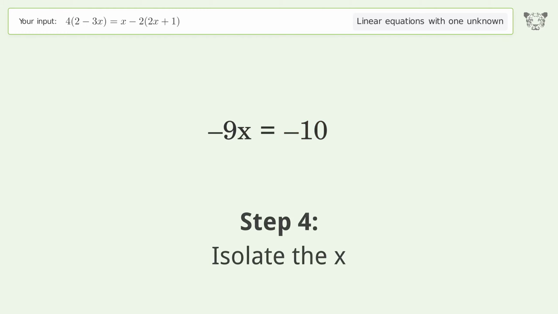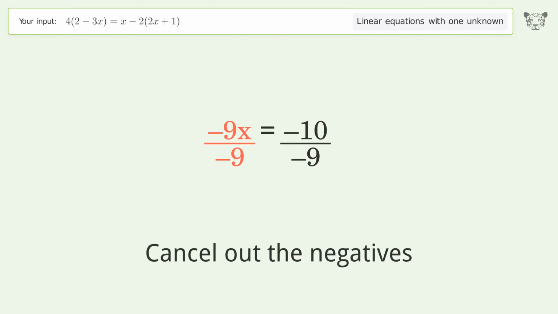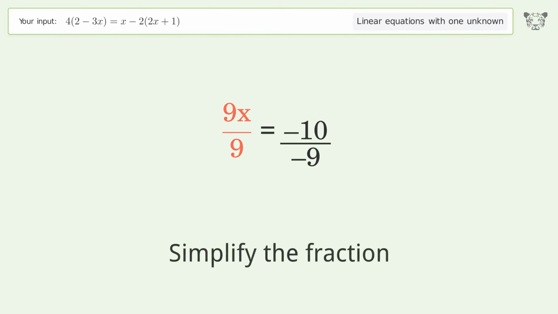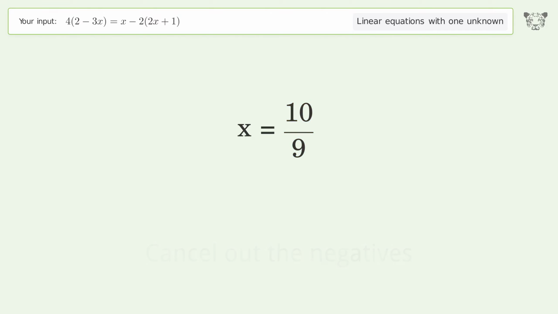Isolate the x. Divide both sides by -9. Cancel out the negatives. Simplify the fraction. Cancel out the negatives. And so the final result is x equals 10/9.